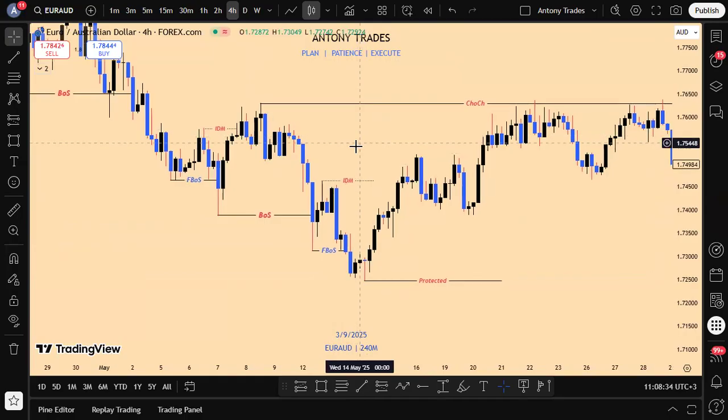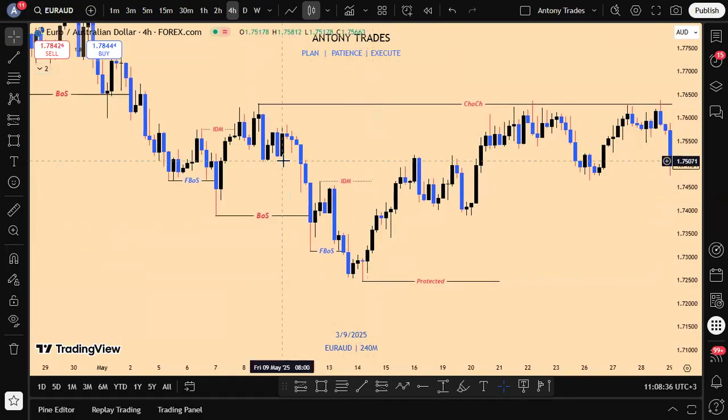Now, the only place that you could have looked for a sell is within this area. You see, this last bullish candle here, and the last bearish candle here. This last bearish candle before this fair value gap, because I can't see any fair value gap within this area. So this is the only place that you could have looked for a sell.